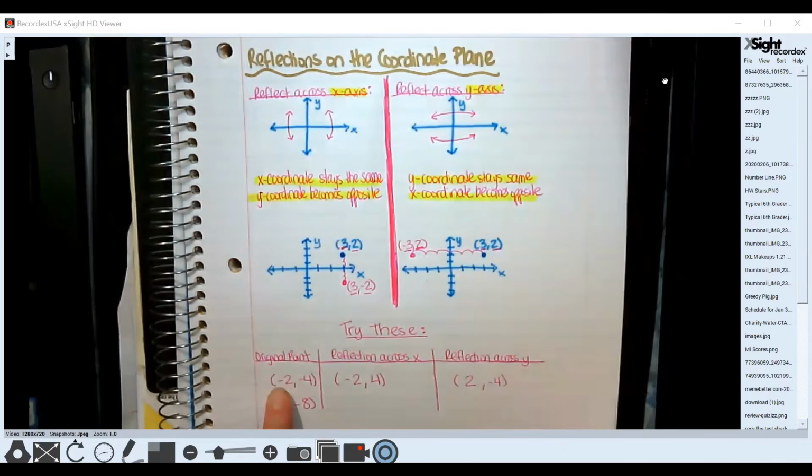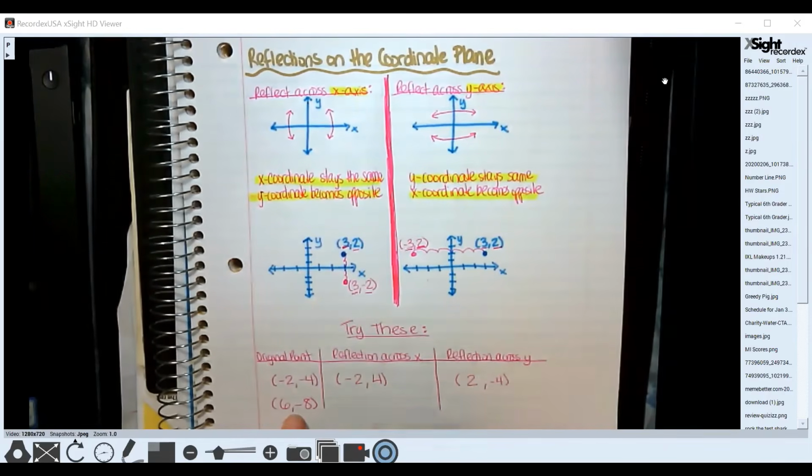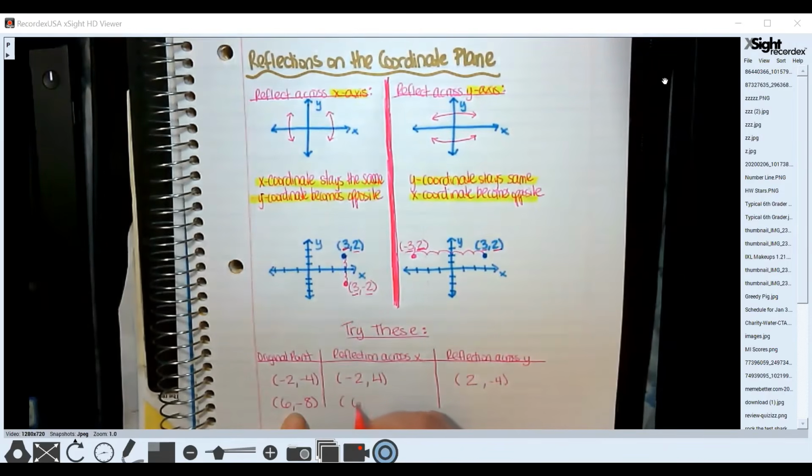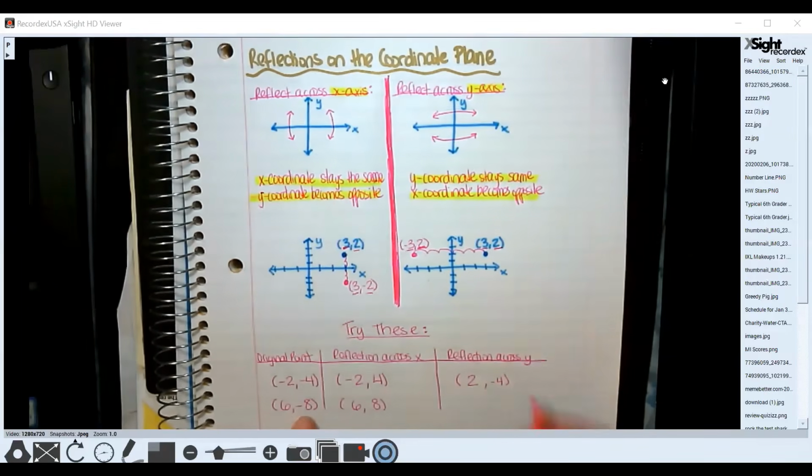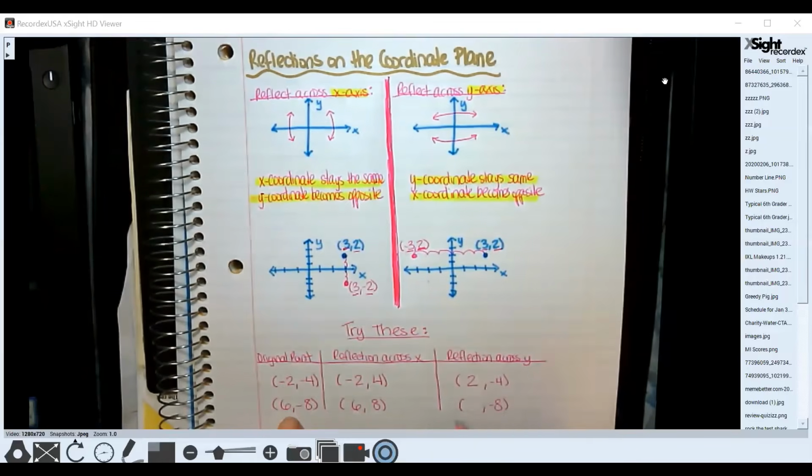If I reflect across the y-axis, I know that the y coordinate would stay the same, but the x would become the opposite. If I have this point here and I reflect it across x, x stays the same, y becomes the opposite. If I reflect across y, the y coordinate stays the same and the x becomes the opposite.